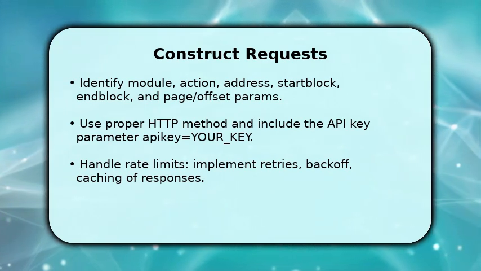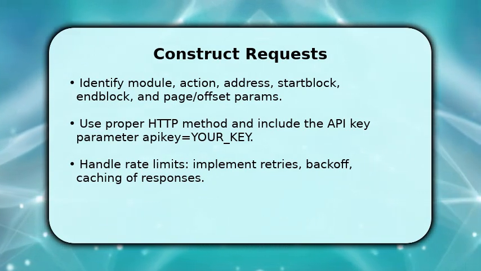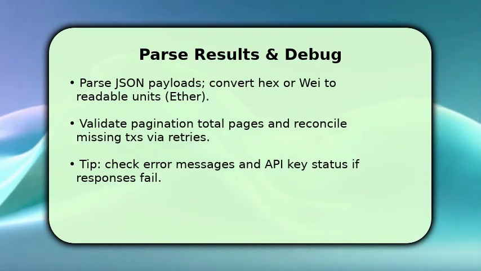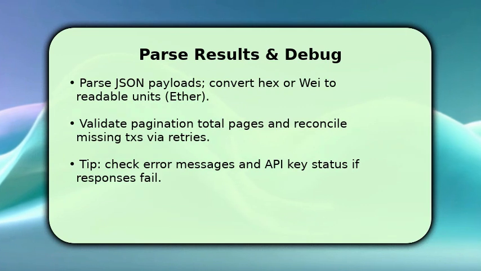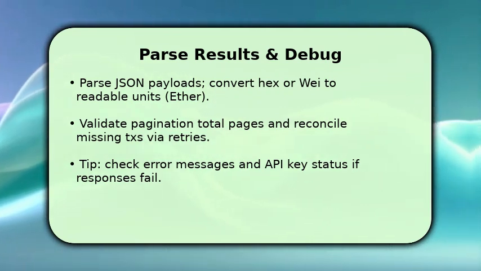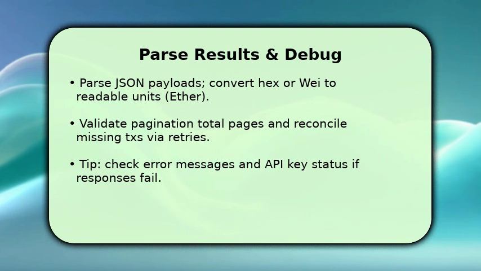Once done, log sample responses and validate data types before wiring results into your UI or backend. Finish by parsing the JSON and converting raw values, hex and wei, into human units like ether and readable timestamps. You should validate totals and reconcile pagination to avoid skipped transactions.